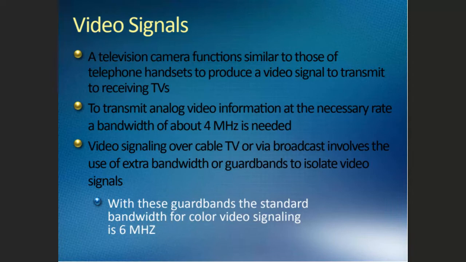Video signals. Video needs more frequency. We said that voice is from 300 to 3,400. Video needs more because there are many things you need to represent. The television camera will produce a video signal. To transmit analog video information, a bandwidth of about 4 megahertz is needed. 4 mega we need for an analog video signal.